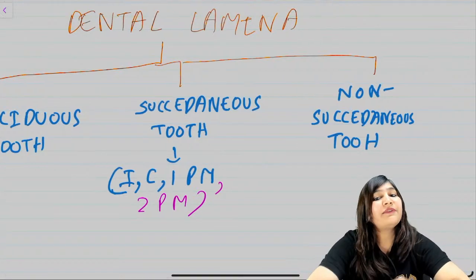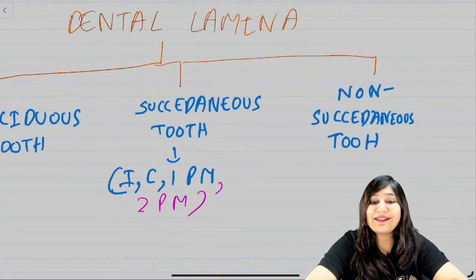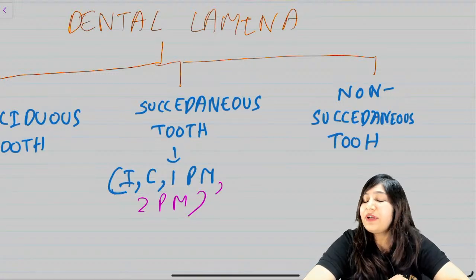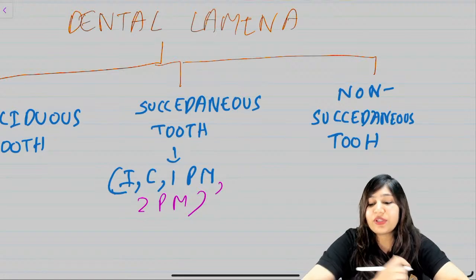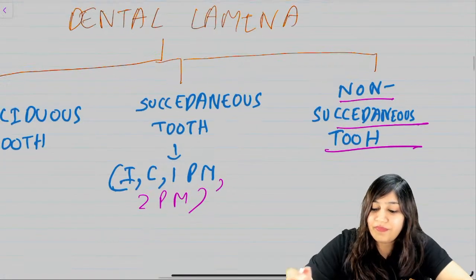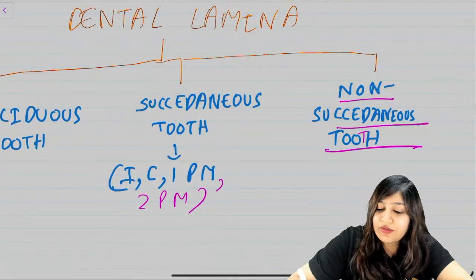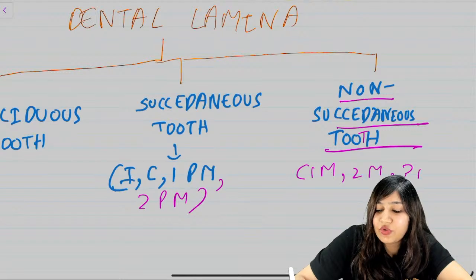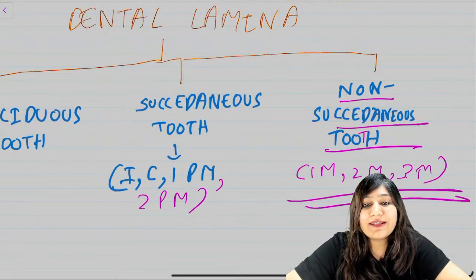Which teeth are remaining from the permanent dentition? Molars. Permanent molars: first, second and third molar. They will not be replacing any of the deciduous teeth, so they are known as non-succedaneous teeth. First molar, second molar and third molar are the non-succedaneous teeth.